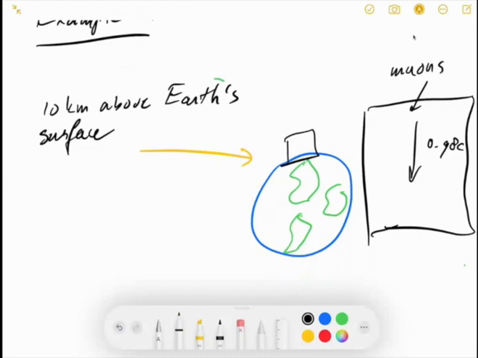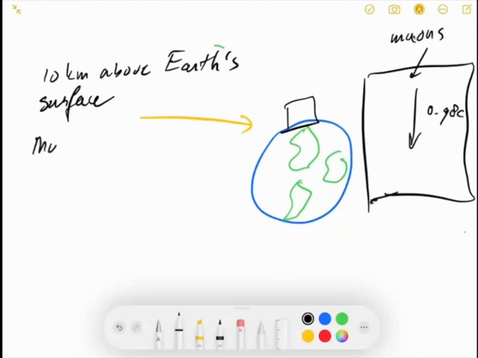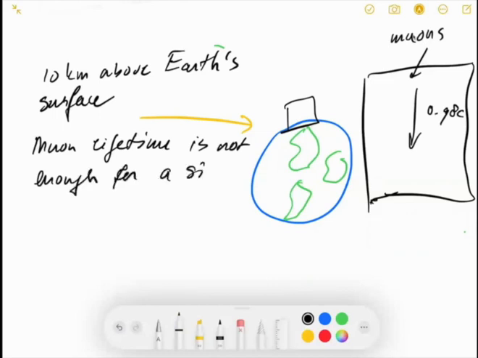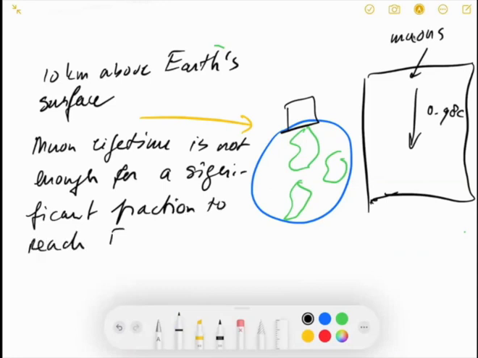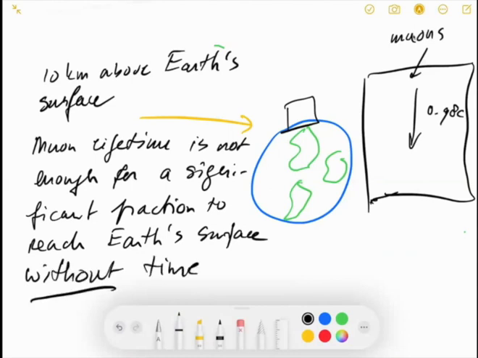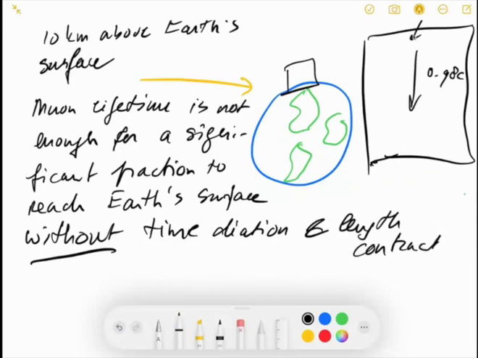But they're going so fast that they actually make it to the surface of Earth, because it turns out the muon lifetime is not enough for a significant fraction to reach Earth's surface without time dilation and length contraction. Okay, so how does that work?